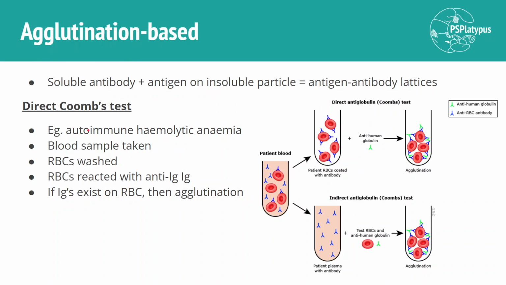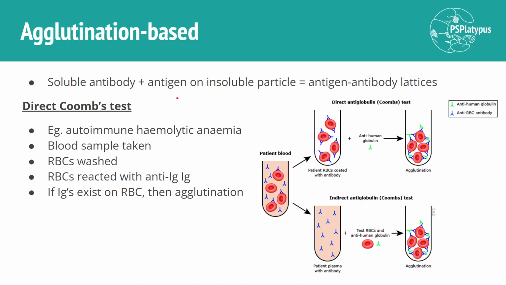Okay, so there's something called a direct Coombs test and an indirect Coombs test. In a direct Coombs test, often used for something like hemolytic anemia, where there are antibodies reacting with red blood cells, the key thing that this serves to do is to measure the antibodies on the surface of the red blood cell.